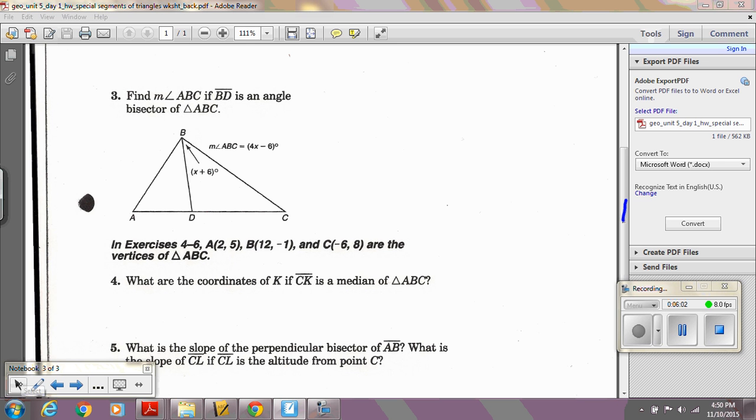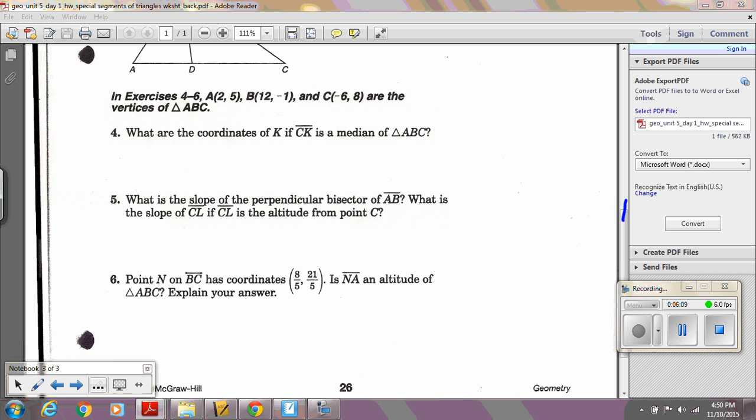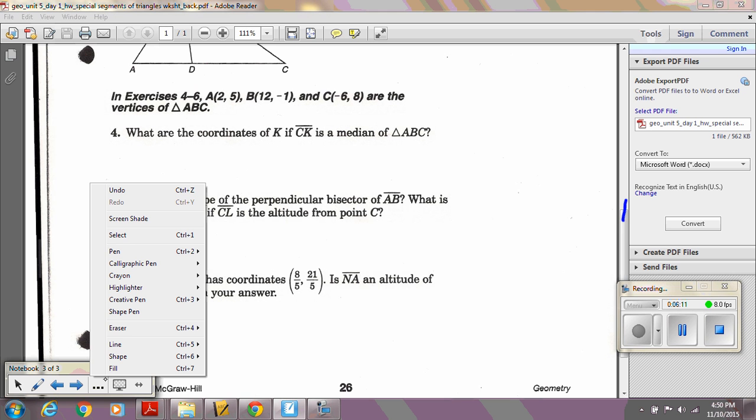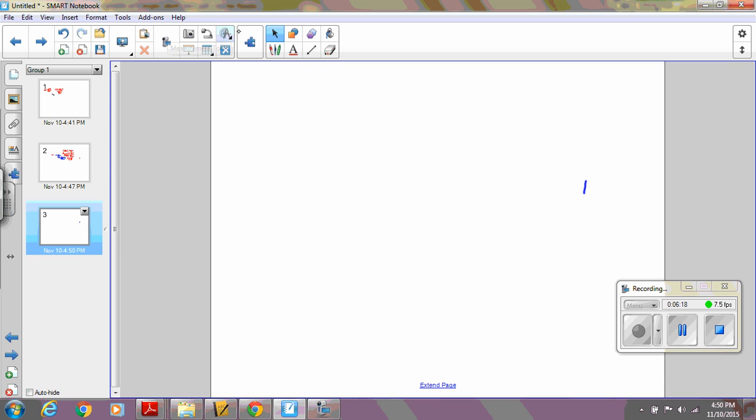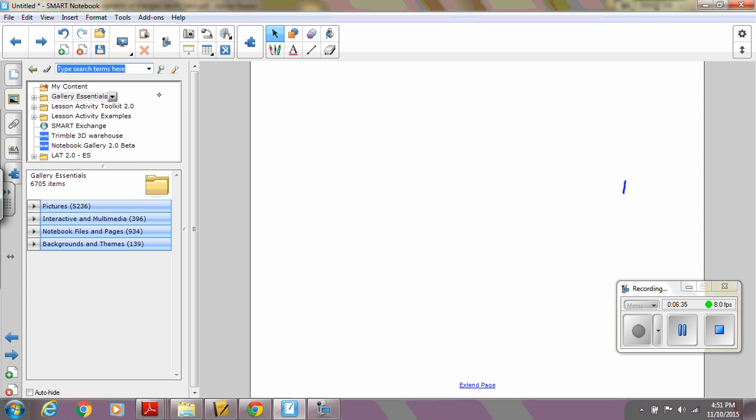Now to do number 5, we're going to need a grid. So hopefully I can find a grid tool, which would be awesome. Let me go to my gallery.